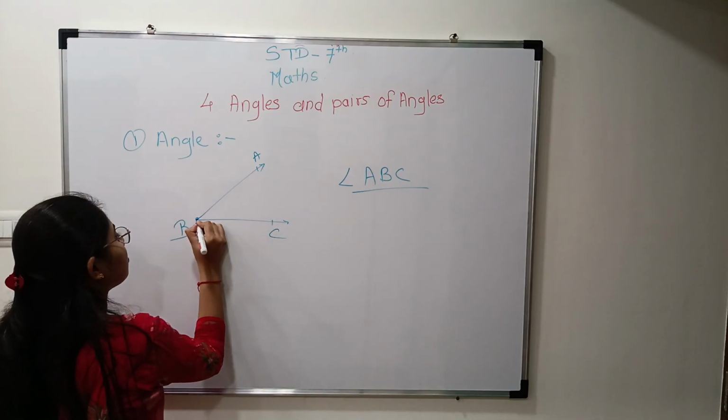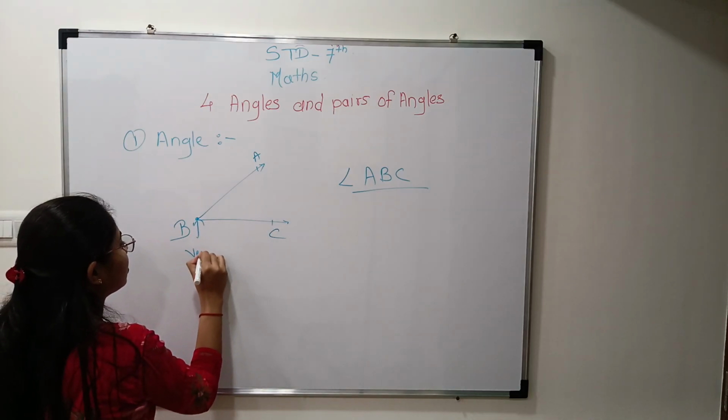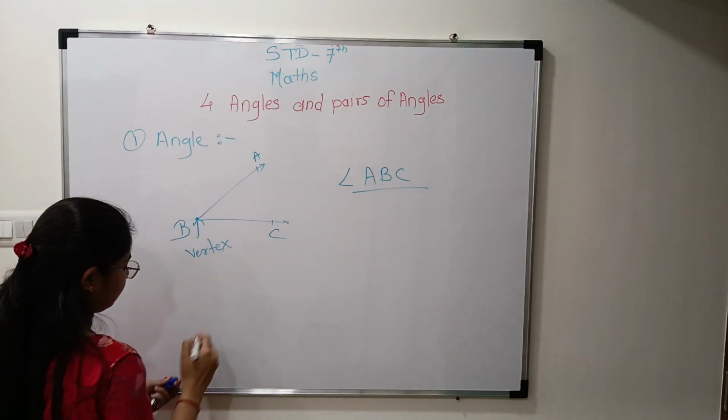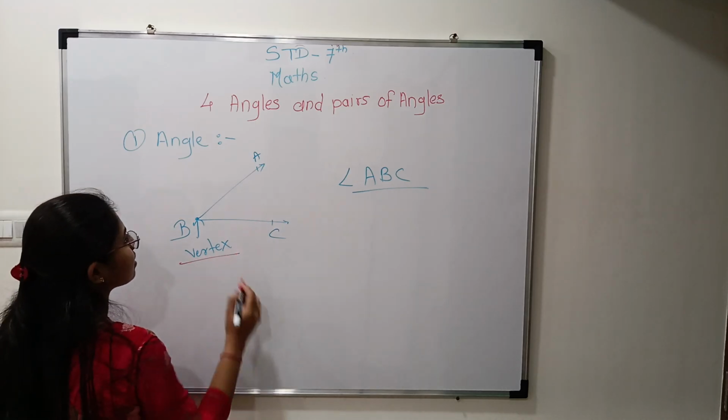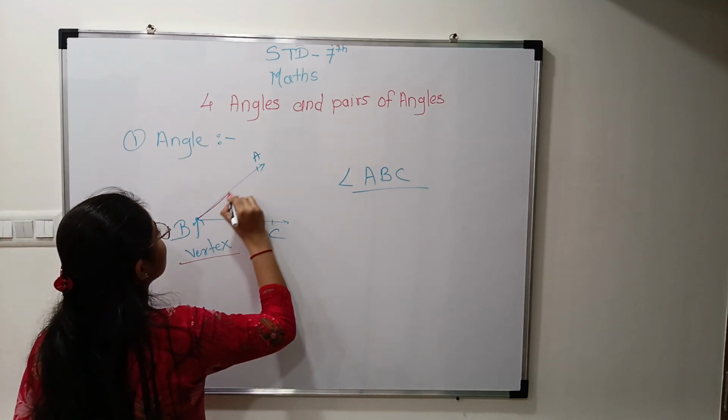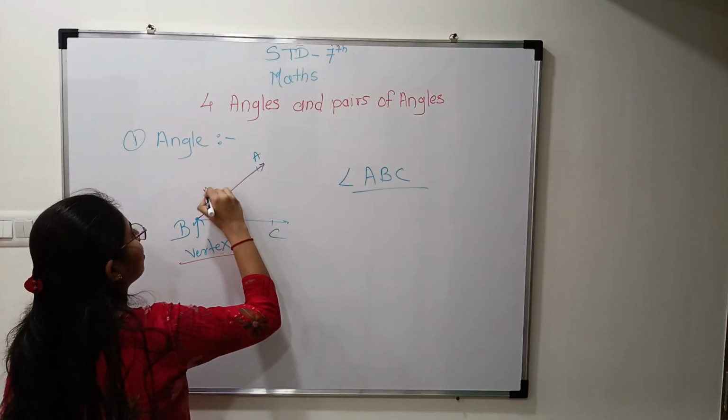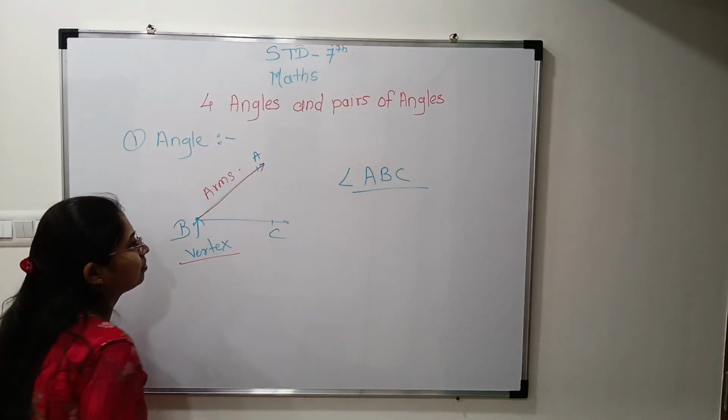Now this common end point is called vertex. And these two rays are called arms.